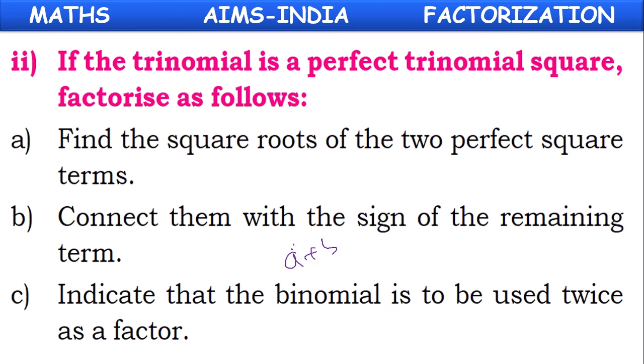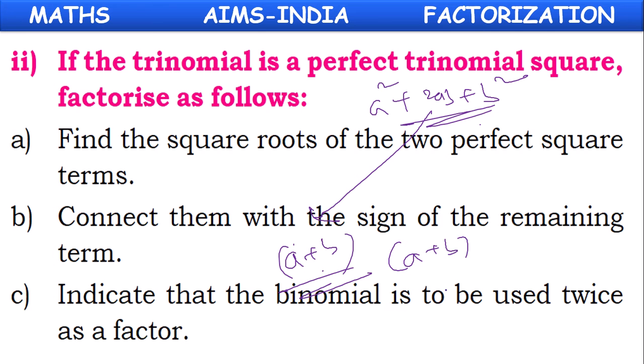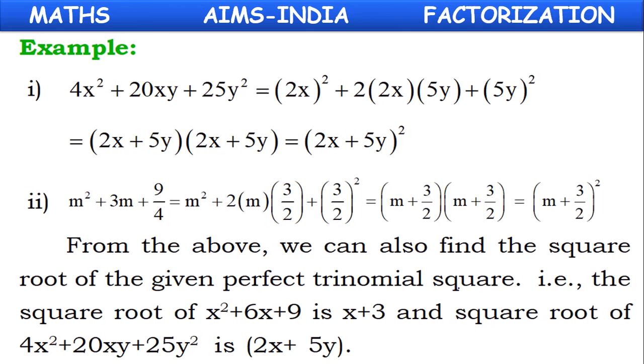Now we have got a binomial. Actually, a square plus 2ab plus b square is a trinomial. In its factor, we got a binomial. This binomial should be used 2 times. So like this we can factorize, a plus b into a plus b, whole square. So this single term twice is used as a factor. Like that we can write the factor, children.